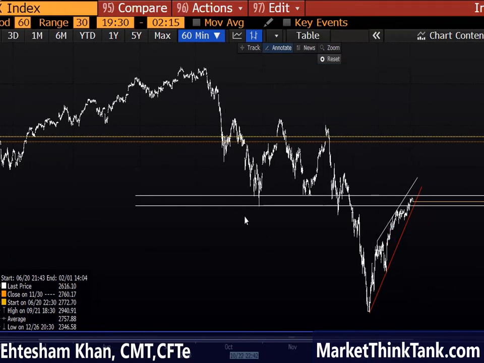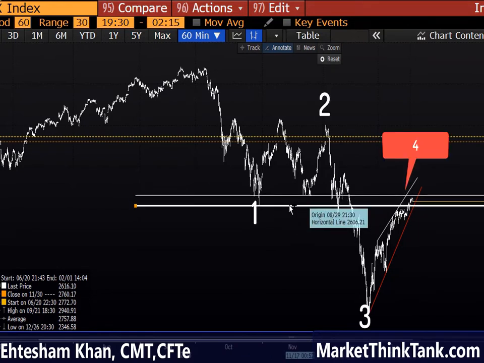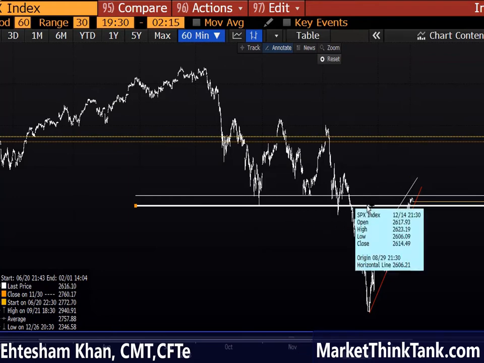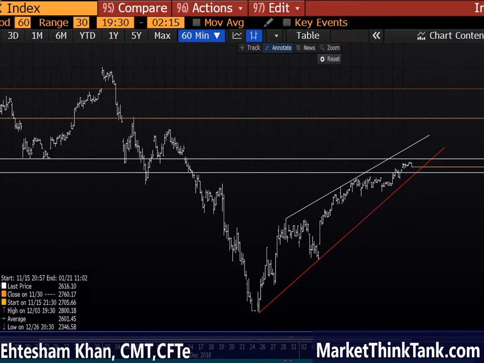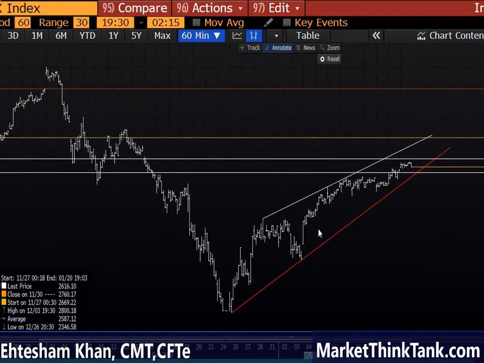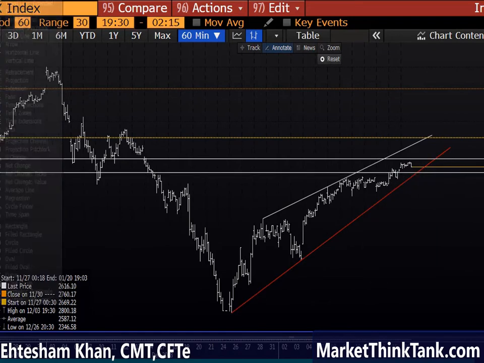As we can see in this area, wave 4 cannot overlap the territory of wave 1. So it is a violation of the rules, and obviously we have to see the alternative. If you just look at the current pullback, it's a 3 wave up, initially in an A, B, C pattern.